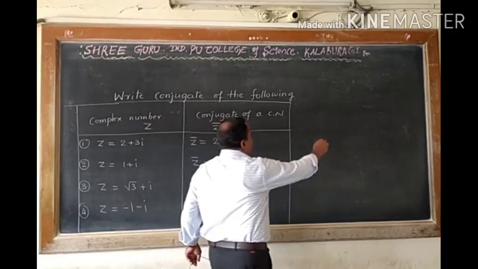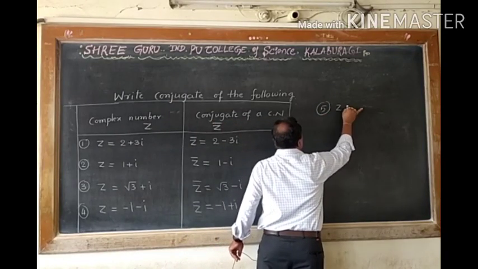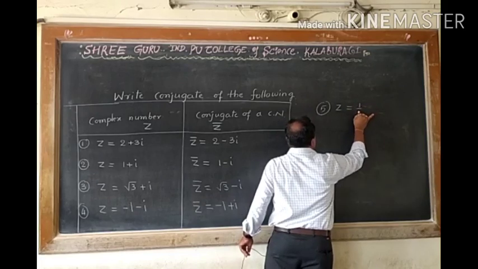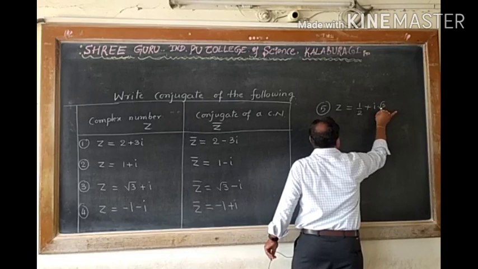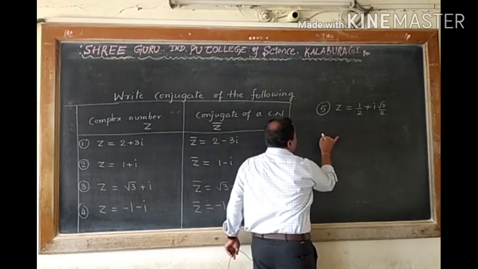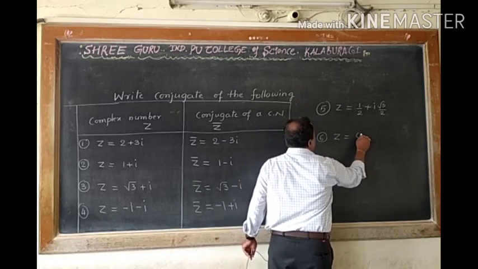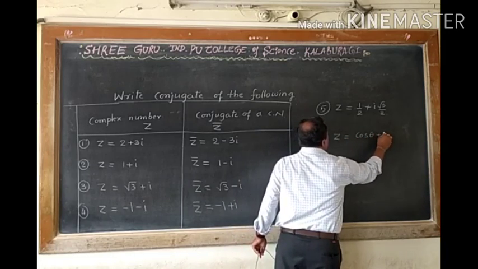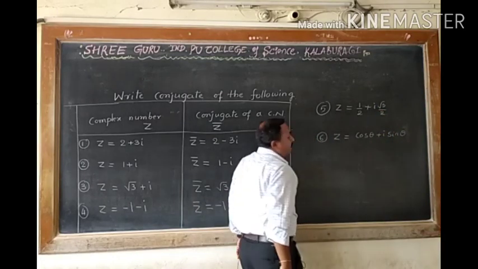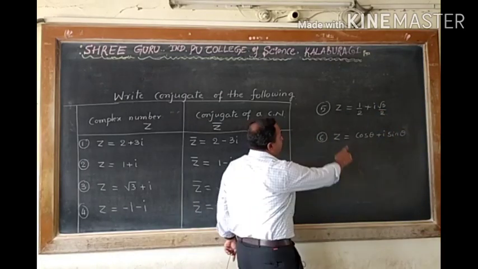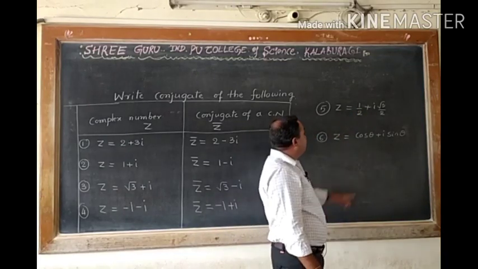Next, example number 5. Write the conjugate of the following. Homework: 1 by 2 plus i times root 3 by 2. Sixth one, z is equal to cos theta plus i sin theta. These two examples are for your homework. Z is equal to 1 by 2 plus i times root 3 by 2.